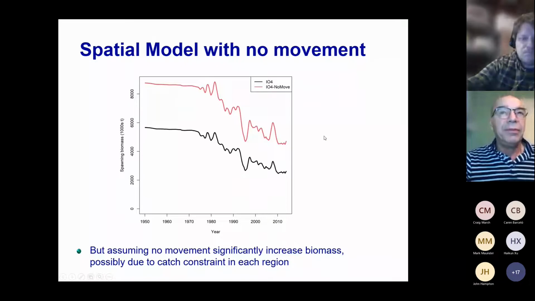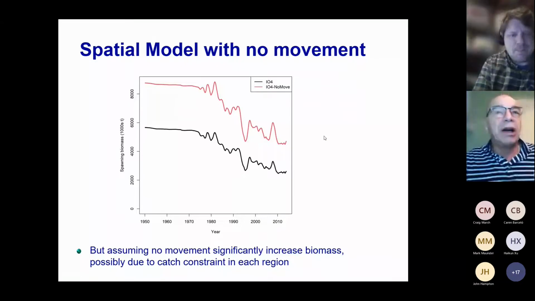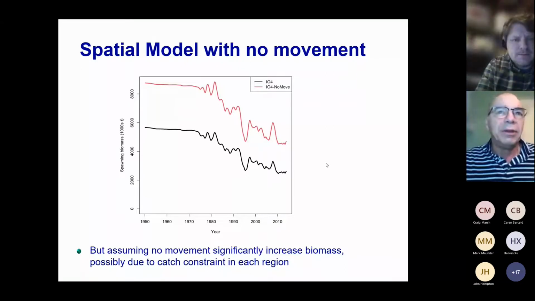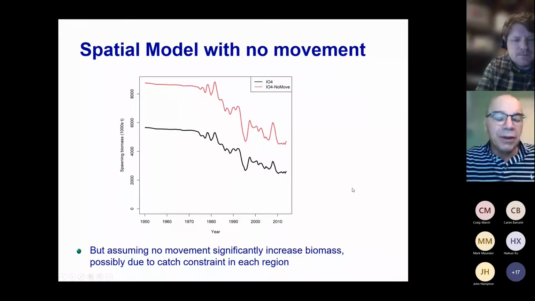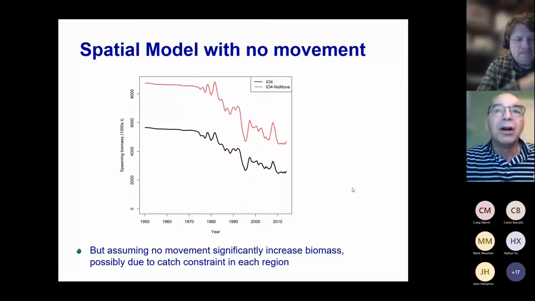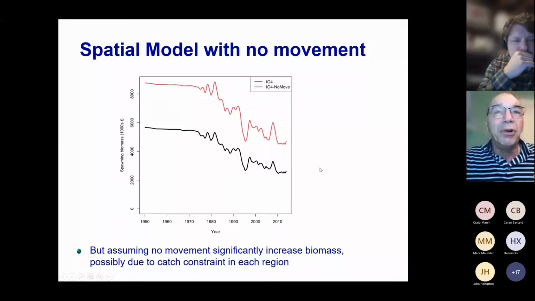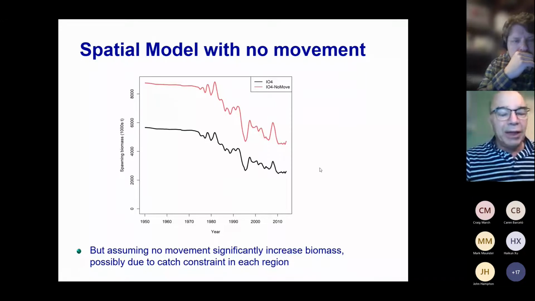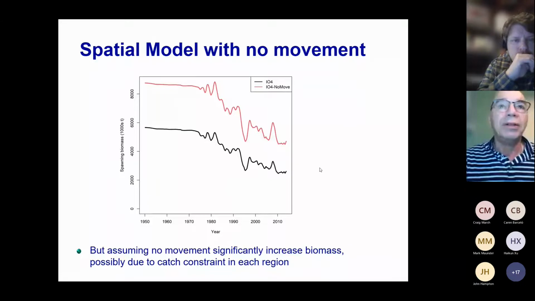Looking at the four-area model with and without movement, we see it's sensitive to that, which again is not surprising given the differences in removals across the 4 areas. And so, having some areas with no movement and a lot of catch really forces the model to estimate them well, and the other areas just go along with that.